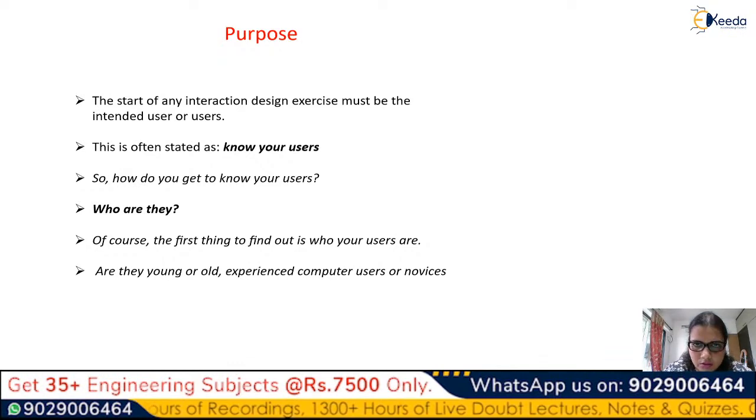Then who are they? As I said, they are young students, or they are working, or they are interns, and so on. The first thing is to find out who your users are. If this keeps repeating, you will understand that for these users, my interactive system can be built.